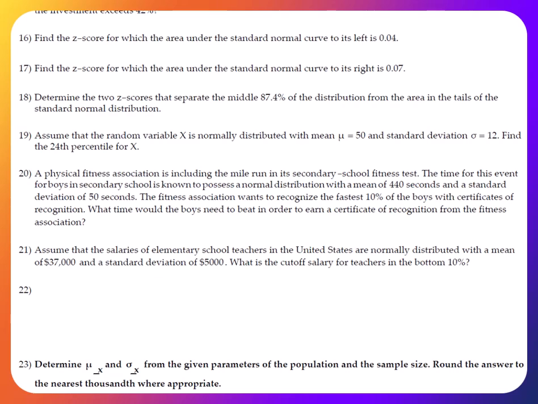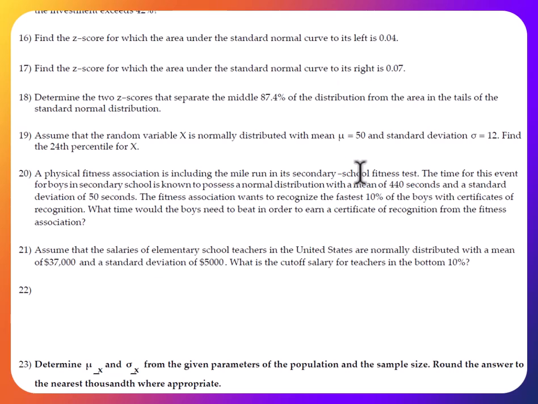18. Determine the two z-scores that separate the middle 87.4% of the distribution from the area in the tails of the standard normal distribution. Again, he's talking about the standard normal curve, z-score, 0, 1. He wants the two z-scores that separate the middle 87.4% of the distribution.